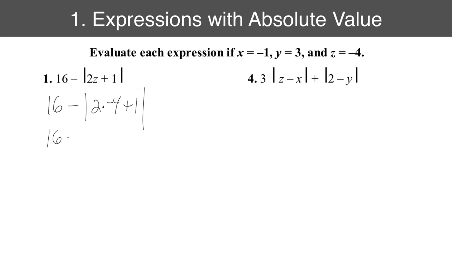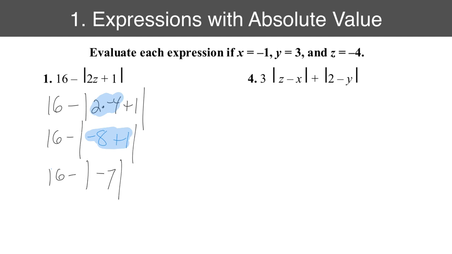So first, 16 minus the absolute value, and we're going to multiply 2 times negative 4 first. So 2 times negative 4 will be negative 8. Let me back up and use black. There we go. Negative 8 plus 1. So now we're going to keep going inside of our absolute value, and now we're going to do negative 8 plus 1. So we're going to have 16 minus the absolute value of negative 8 plus 1, which would give us negative 7.